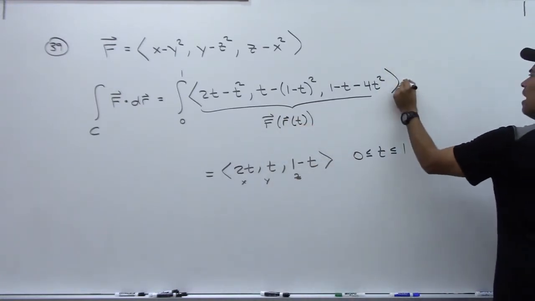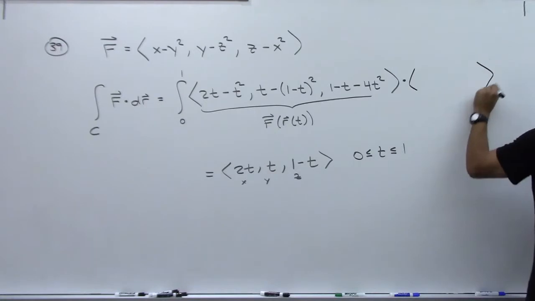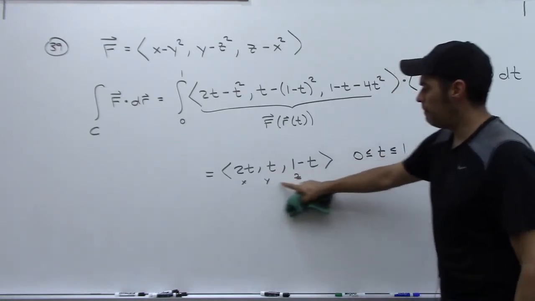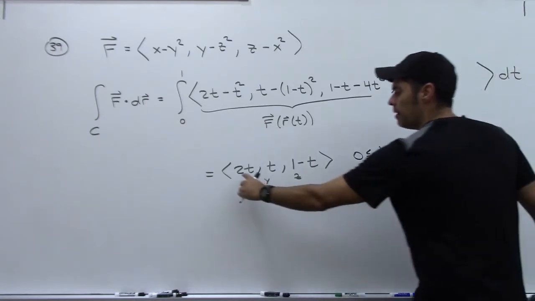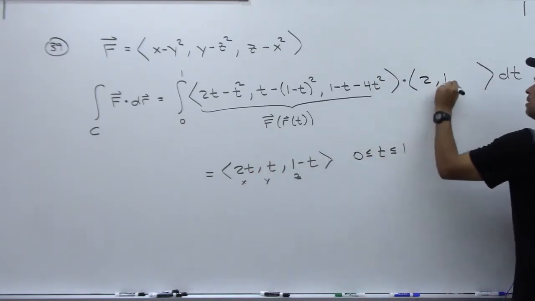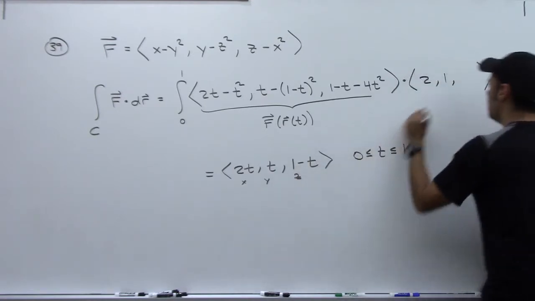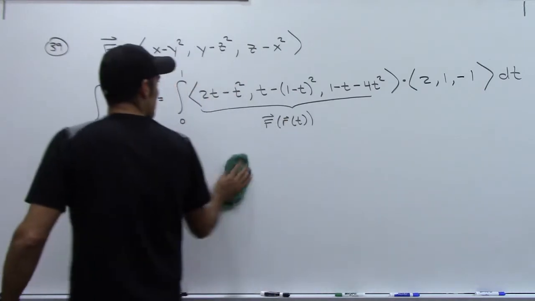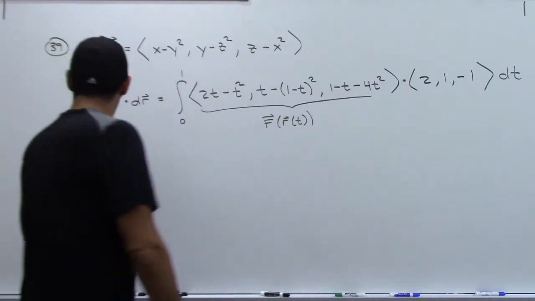I want to dot that with the derivative of the curve, r prime. So derivative of 2t is 2, the derivative of t is 1, and the derivative of 1 minus t is negative 1. That's a pretty nice dot product to do.